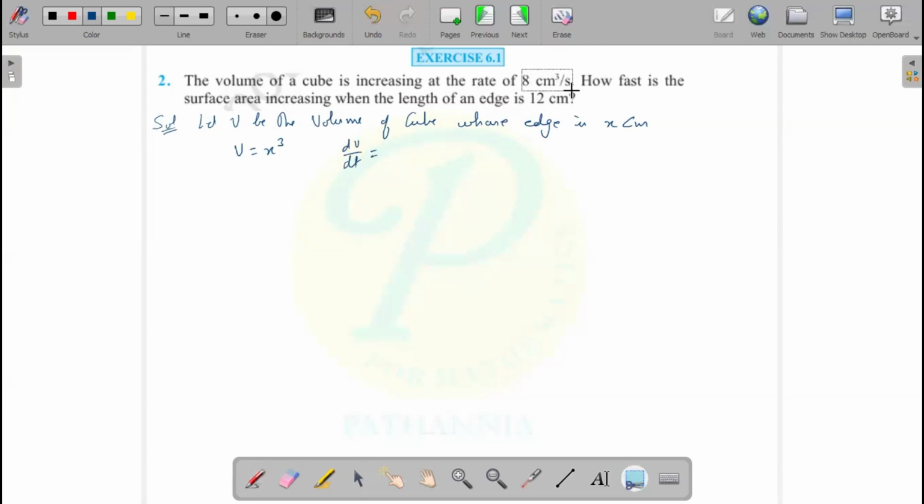dV upon dt is given. And when you differentiate with respect to time, the differentiation of x is dx upon dt, and dV upon dt is already given to you. Now he is asking how fast the surface area is increasing.